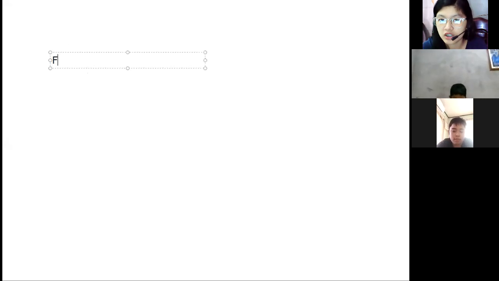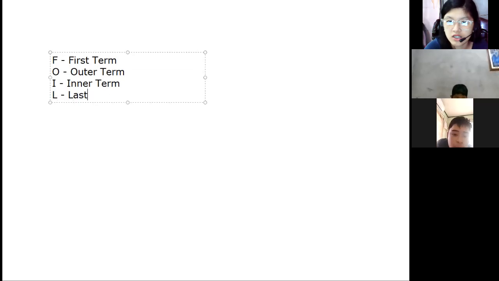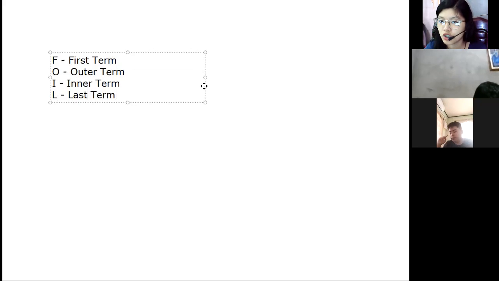So, we have letter F. Yan ay first term. And kapag O, we have outer term. Next, I, we have inner term. And L, we have the last term. So, yung first term ng first polynomial is multiply siya sa first term ng another polynomial. So, yung outer term, ganun din, multiply siya sa another outer term. And yung inner term, another inner term. And last term, another last term.